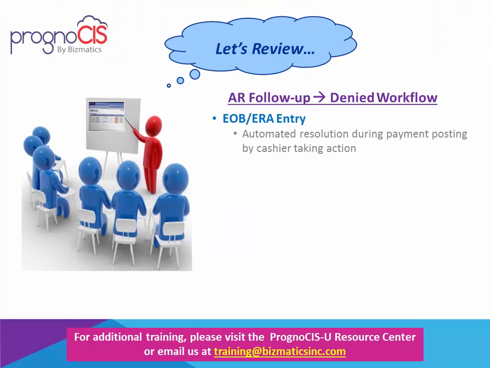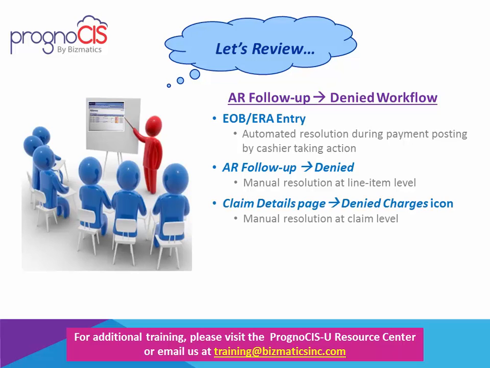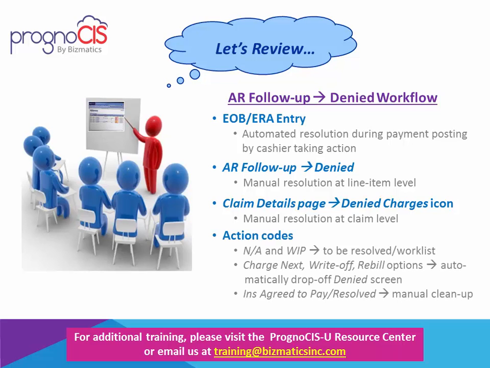Now, in review, we've talked about the EOB ERA entry screen where the cashier posts the denial. At that same time, she also has the opportunity of taking the denied action, which would automatically resolve the denial. Or if she takes no action during the cash posting, then the transaction will show up under your AR follow-up denied screen for manual resolution at the line item level. If you prefer doing it at a claim level, you can do that through the denied charges icon on the claim details page. And regardless of where you choose to resolve it, the action codes are the same.